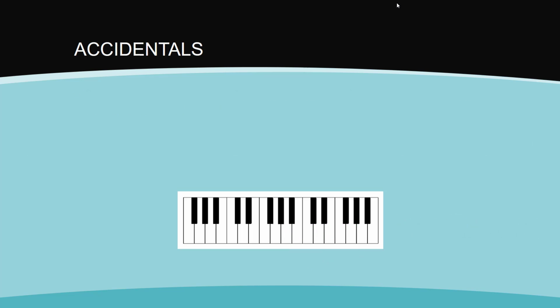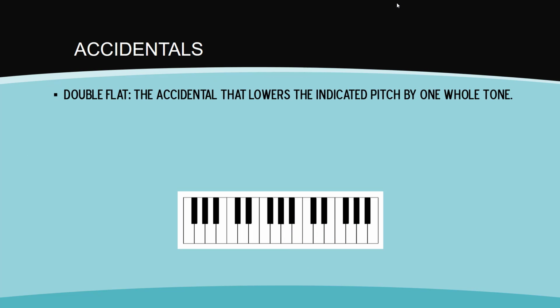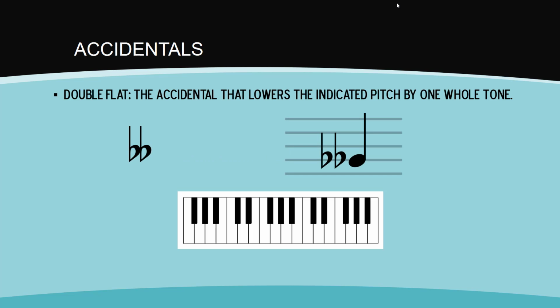A double flat lowers the pitch indicated by a note head on the staff by one whole tone, or one whole step. The symbol for a double flat looks like this. Here is what G sounds like, and here's what G double flat sounds like. G double flat is the enharmonic equivalent of F.